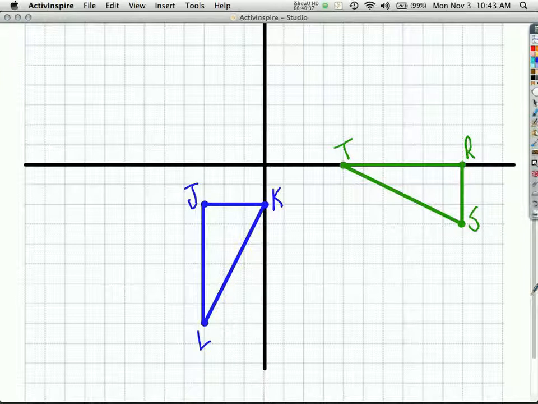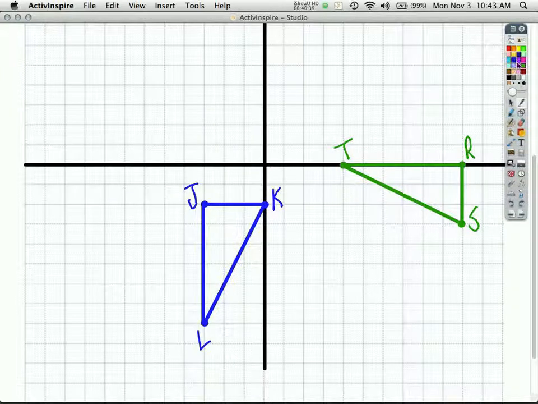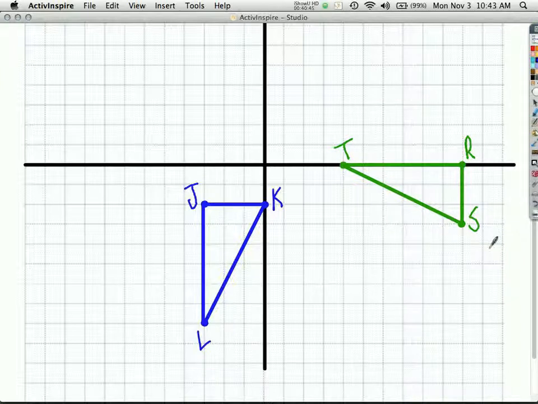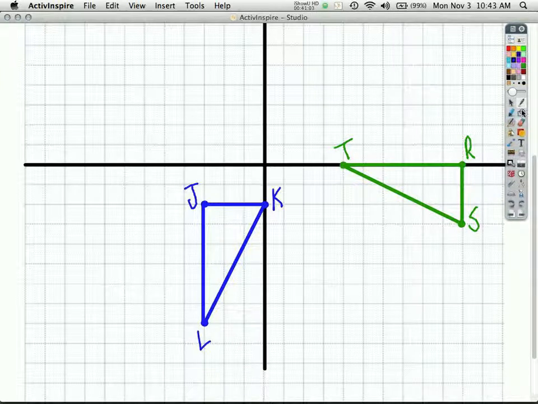So, could someone give us one of the distances? Tell me a segment and give me a distance. Brandon, give me a segment and tell me a distance. RS is 3. How'd you figure that out? Oh yeah, you count. 1, 2, 3. Oh, look at that. Okay, so that's a distance of 3 right there.